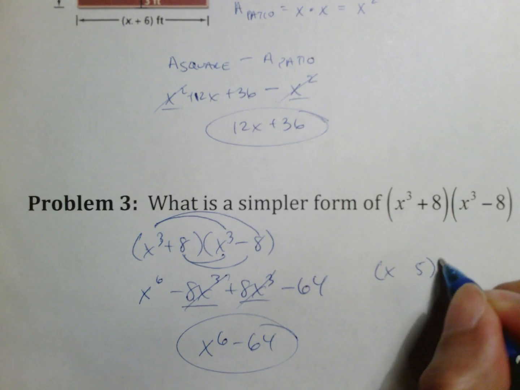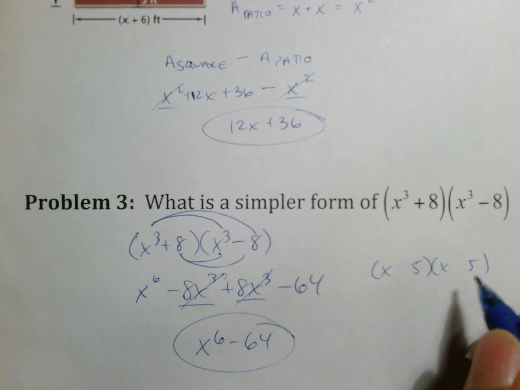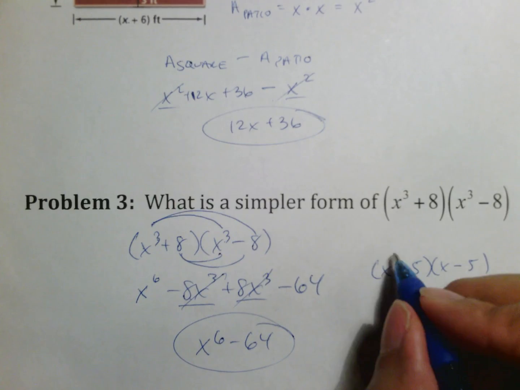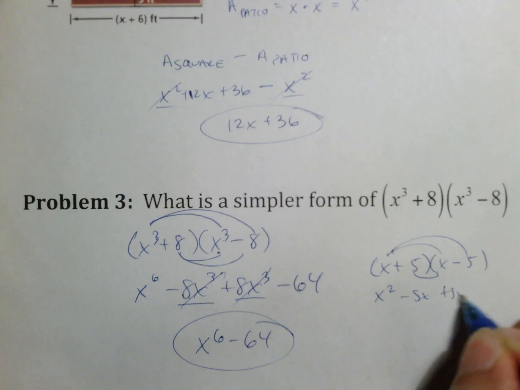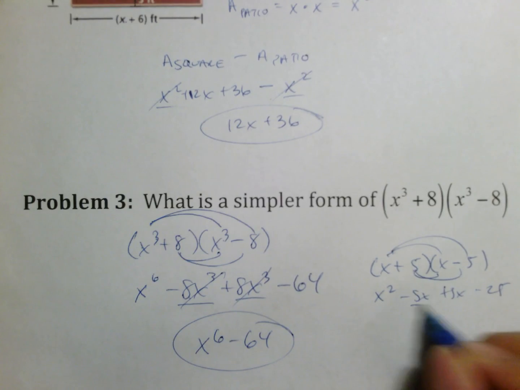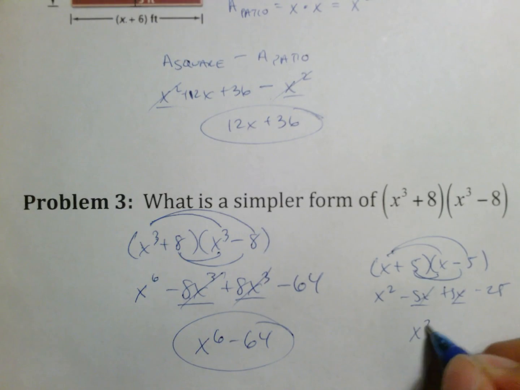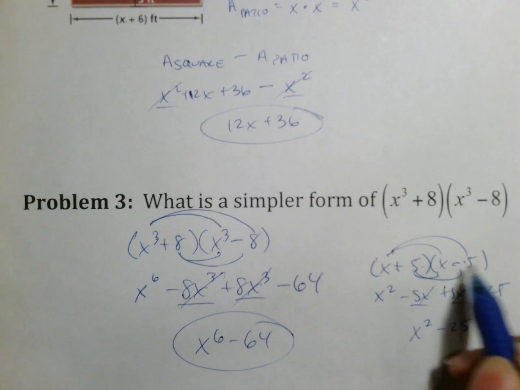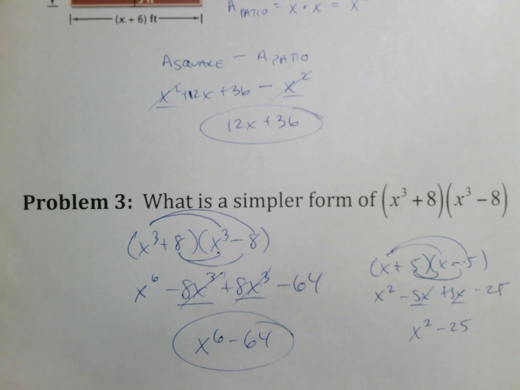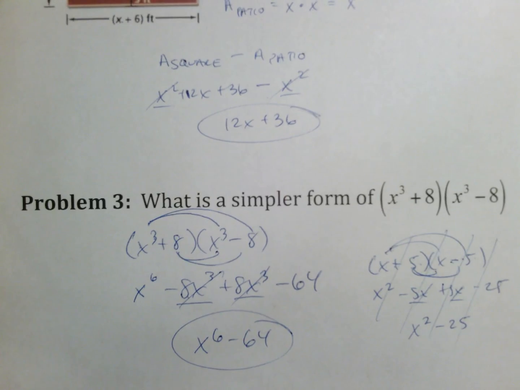If I had x plus 5 times x minus 5, with a plus here and a minus there, notice you get x squared minus 5x plus 5x minus 25, and notice these two 5x's go away and there is no middle term. And that happens whenever you have the same thing in both parentheses but just a plus and a minus there in the middle. So that is the second thing that they want you to be introduced to in this lesson.